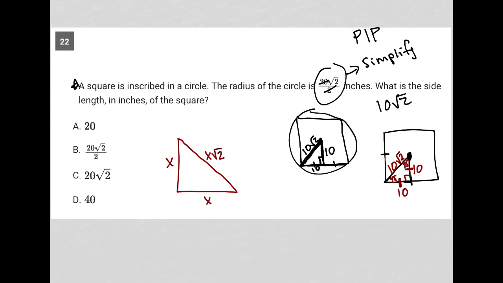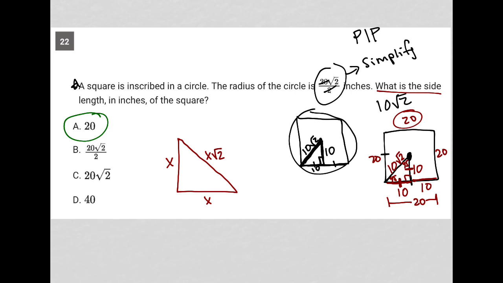So again, if this is 10, then so is this, right? So that makes the whole side length of the square equal to 20. So each of these side lengths are 20. What's the question asked for? What is the side length in inches of the square? Well, we just found it. It's 20. So our answer here must be choice A.